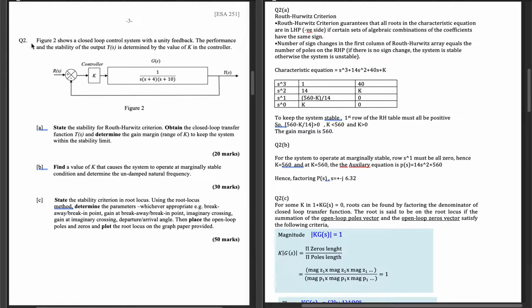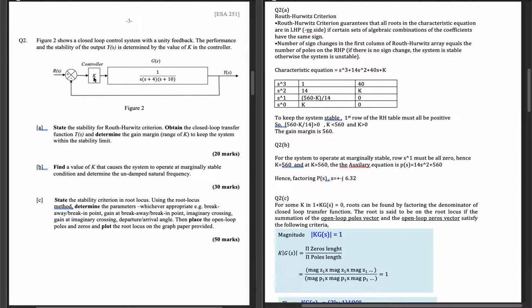As you can see in figure 1 here, this is a control block diagram that consists of a controller K, our system G(s), output and input, right? Basically in this kind of system, the performance and the stability of the output Y(s) is determined by the value of K in the controller.